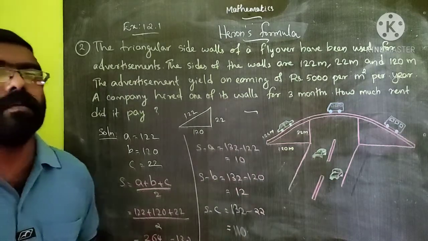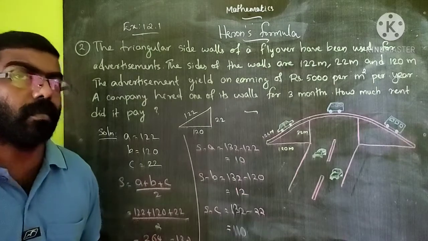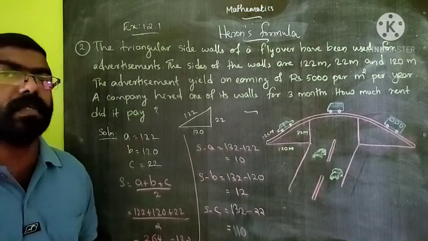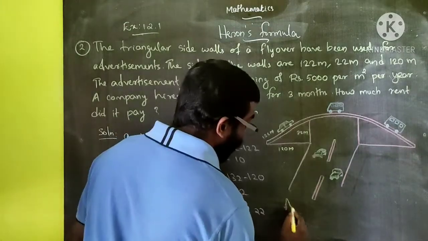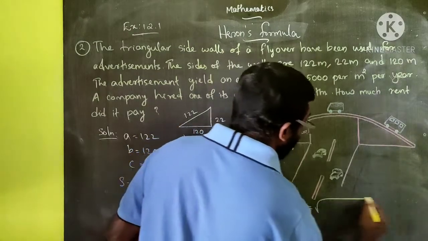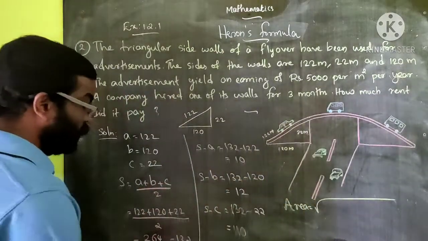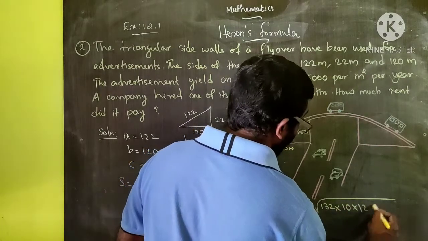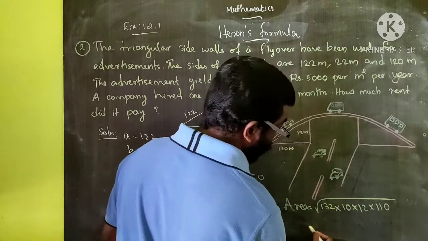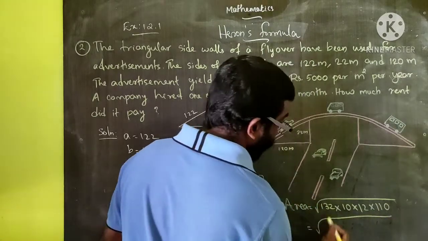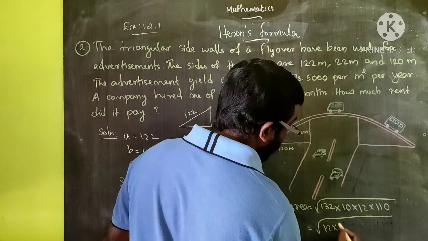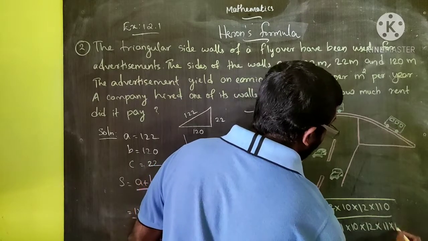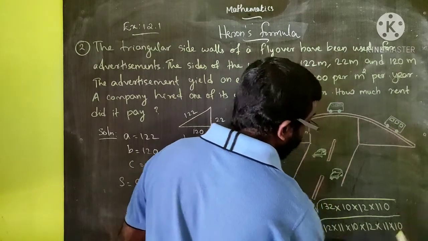Now we can substitute the values in the formula, Heron's formula. Area equal to root of s into s minus a into s minus b into s minus c. Okay, so area is equal to root of s into, s is 132, so 132 into 10 into 12 into 110. So we can write like this. 132 can be written as 12 into 11 into 10 into 12 into 11 into 10. 110 can be rewritten as 11 into 10.